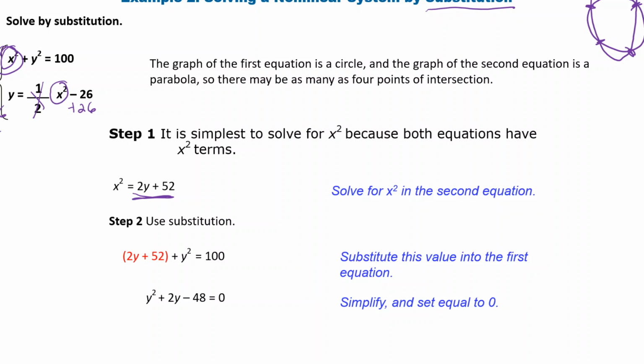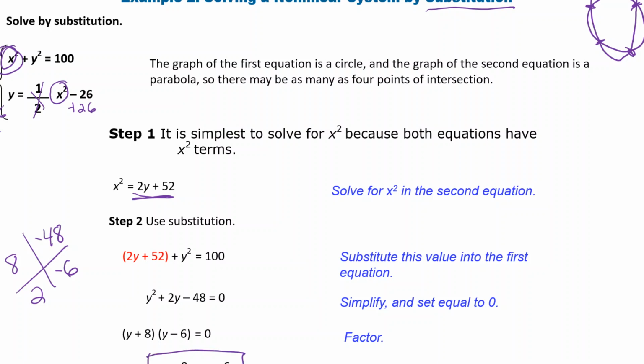And then I can factor that out: two numbers that multiply together to get negative 48 and add together to get positive 2. I know that's 8 times negative 6. All right, so when I factor it out, I end up with y plus 8, y minus 6. All right, so let's keep that in mind. We see that y is either going to equal negative 8 or y is going to equal 6.